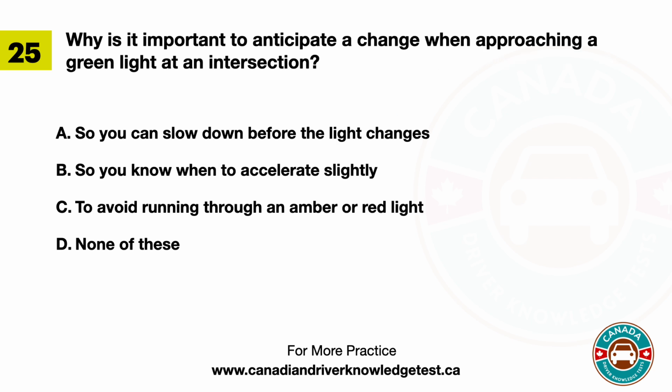Question 25. Why is it important to anticipate a change when approaching a green light at an intersection? A. So you can slow down before the light changes. B. So you know when to accelerate slightly. C. To avoid running through an amber or red light. D. None of these. The answer is C. To avoid running through an amber or red light.